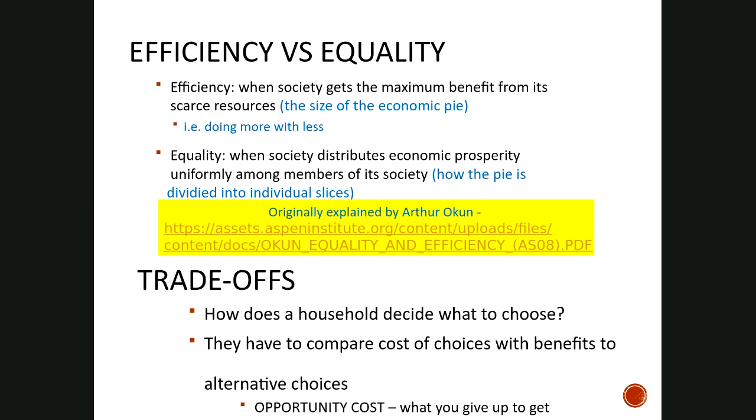Now, the trade-off here is how does a household decide what to choose? They have to compare the cost of choices with the benefits of alternative choices. And this gets into something that we call opportunity cost, and that is what you give up to get something else. So, for example, a trade-off for this class is the time that you could be doing something else. Whatever the reason for you being enrolled in it, there's an idea that the benefit of this class for you, and the benefit of what it gets you onward to, is greater than the cost of the time spent in this class. This is just general and simple, but everything you do, there's a trade-off involved. If you eat one thing for lunch, that means you can't eat something else for lunch. Or it means you don't have the money, because you went out for lunch, to spend on something else.